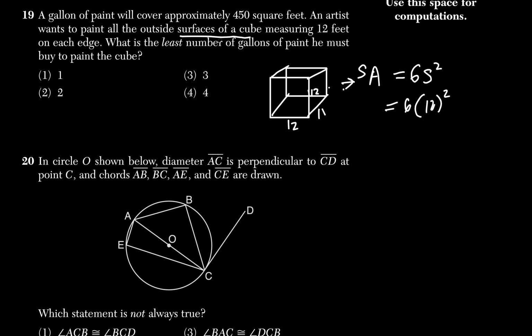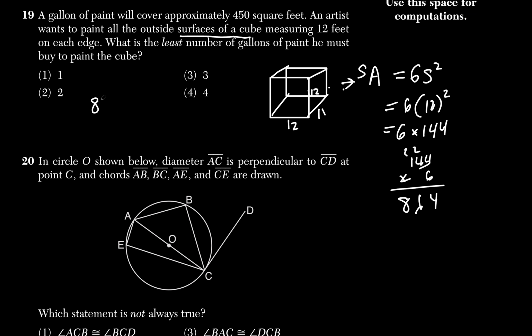Okay. What is the least number of gallons of paint he must paint the cube? So let's look at this very carefully. We have 12 squared is 144. So we have 6 times 144. If we take 6 times 144, we can do this the long way. And if you don't have a calculator on, you can just do it the long way. So 6 times 4 is 24. So place the 4, carry over the 2. I'm just doing this so that you guys know exactly what it is that we're doing here. So 6 times 1 is 6, so you get 864.